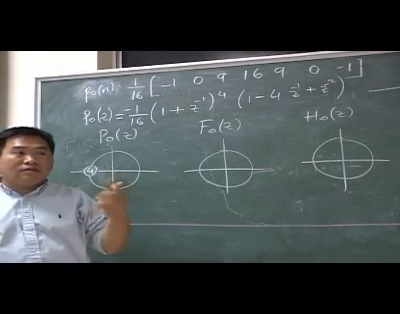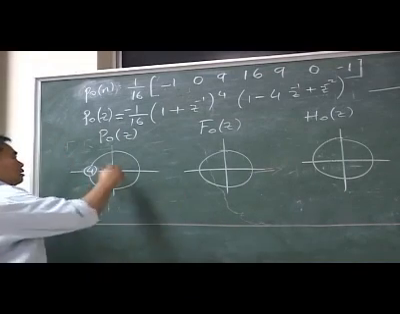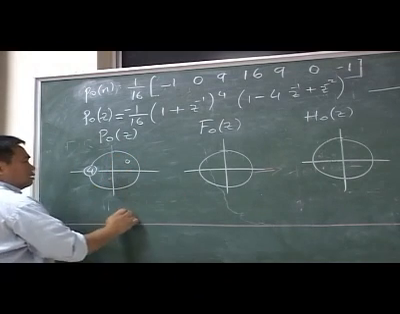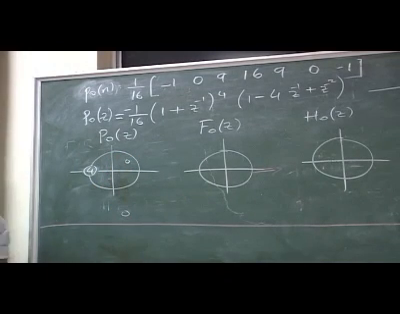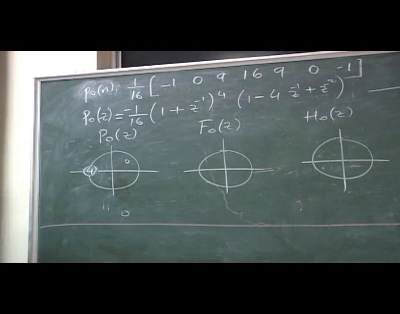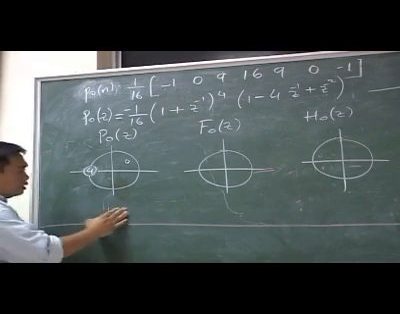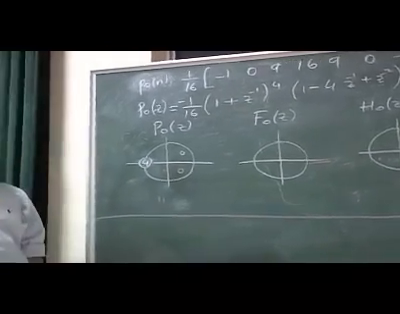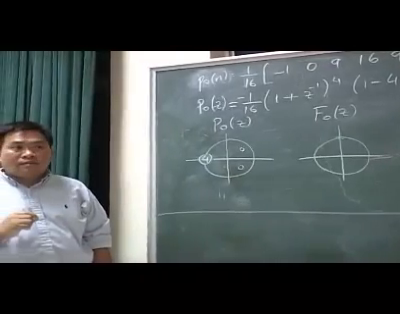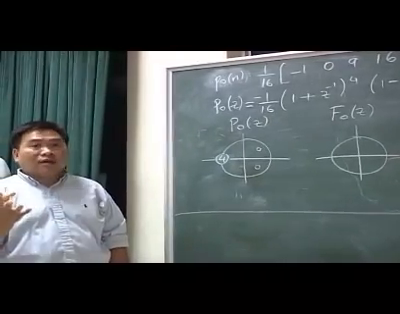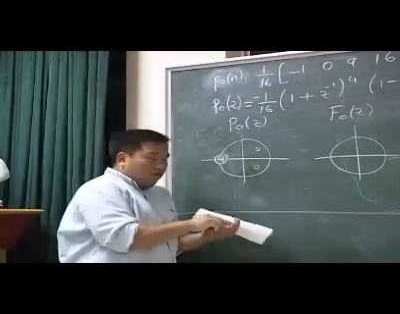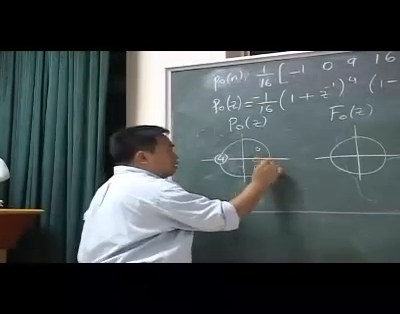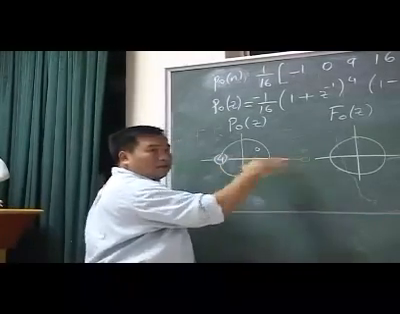Can it be an arbitrary zero? Can it be here and here? No. Why not? It has to be complex conjugate, right? That's one choice. So it has to be here and there. Where's the other choice? They're real. The other choice is here on the real axis, right?